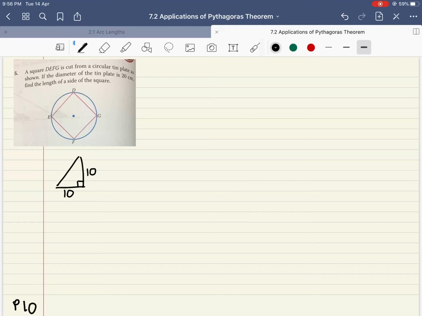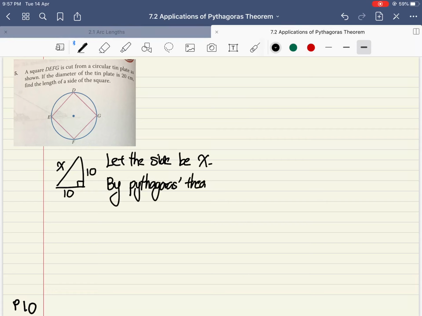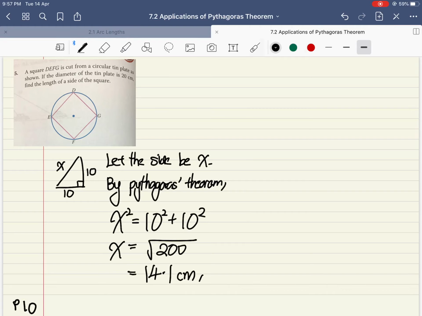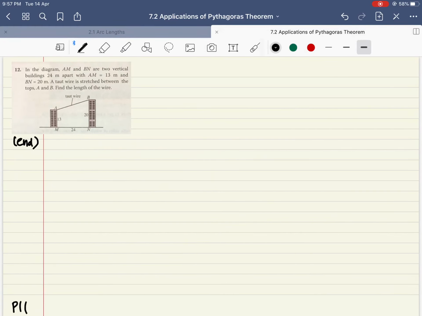So what we have is a right angle triangle that looks like this, 90. This is 10, and this is 10. So I will want to find the length of the side of the square. So I will say let the side be x. So once again, we're writing these words by Pythagoras' theorem. X square is equals to 10 square plus 10 square. X is equal to square root of 200, and we just compute that. What we get is the length of DE is 14.1 cm.